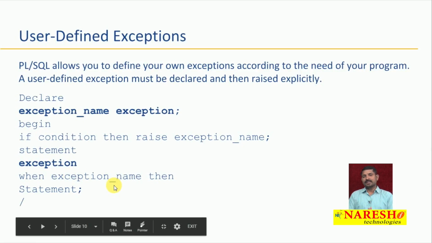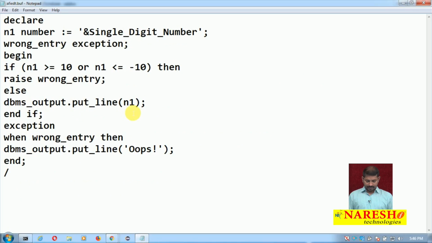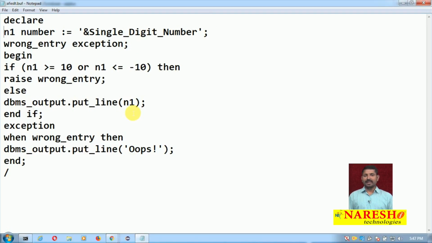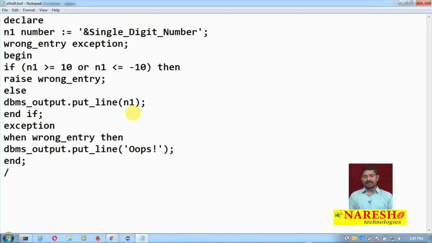So, using this syntax, let us see how we create one user defined exception. See this program here. In the declare block, I have declared a variable n1, and this program basically aims at taking a single digit input from the user. The user is supposed to enter only a single digit number, and if the user enters a single digit number, then it is okay, the program will give the output of the same number. But if the user enters any other number, in that case we will handle that as an exception.